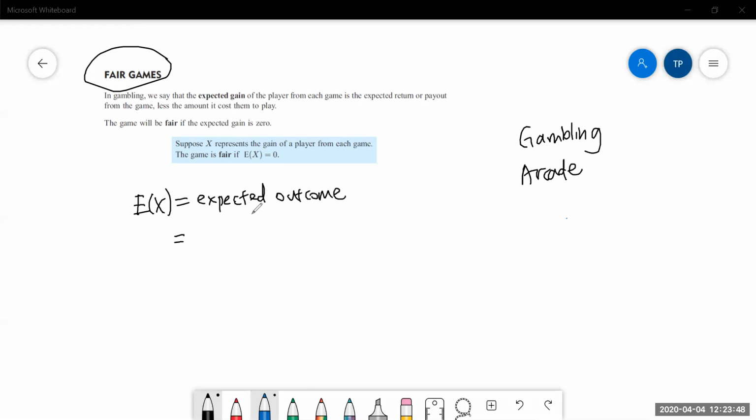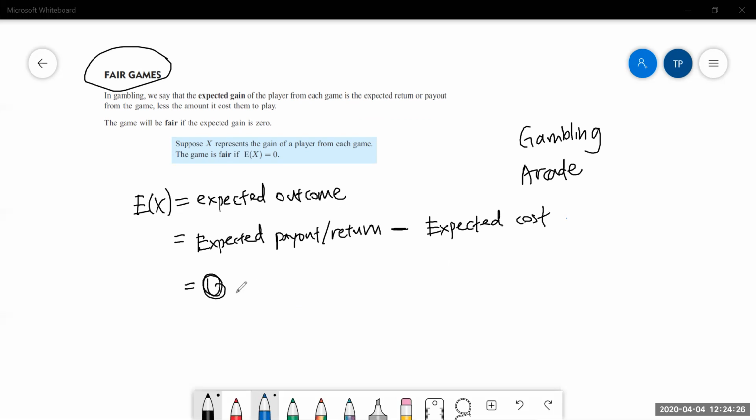If it's a fair game, the expected gain, the expected payout or return, minus the expected cost of playing the game should be equal to zero. When it's equal to zero, then we can conclude that this is a fair game.